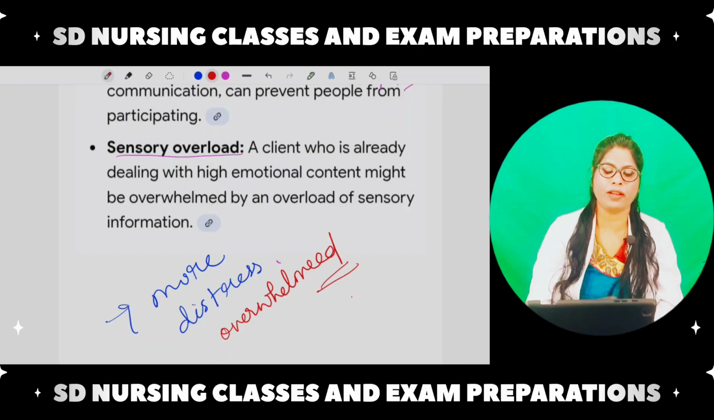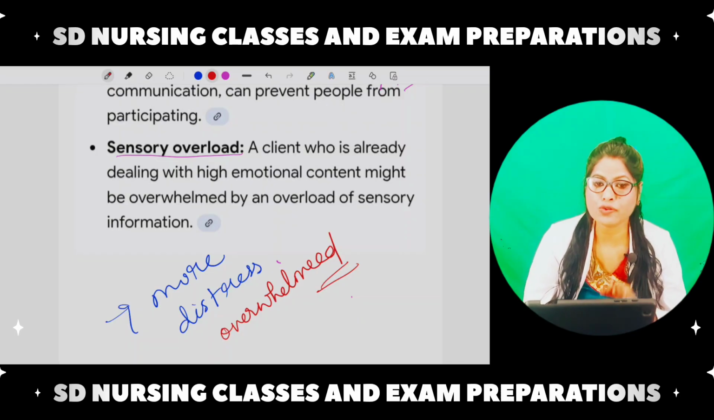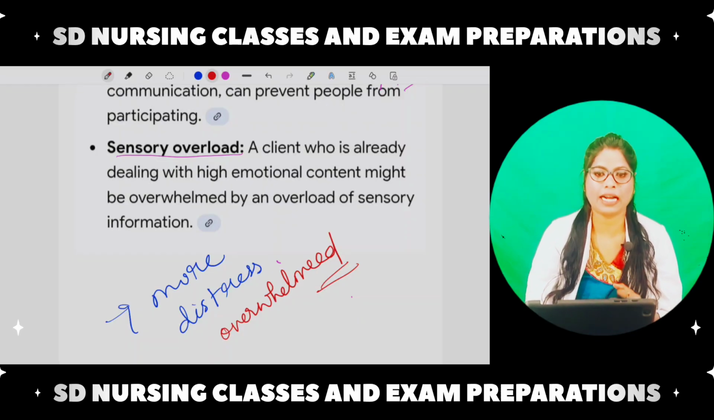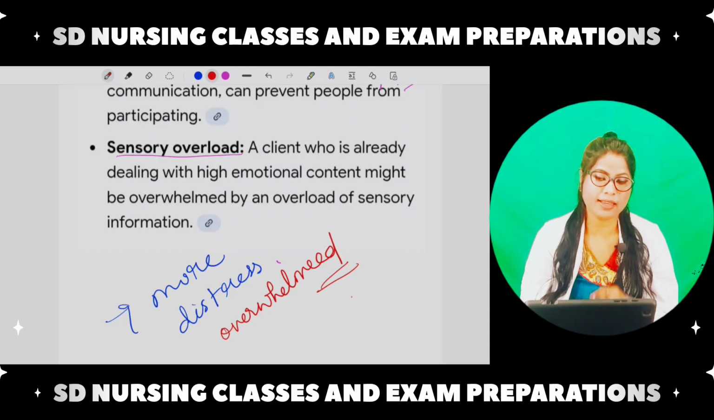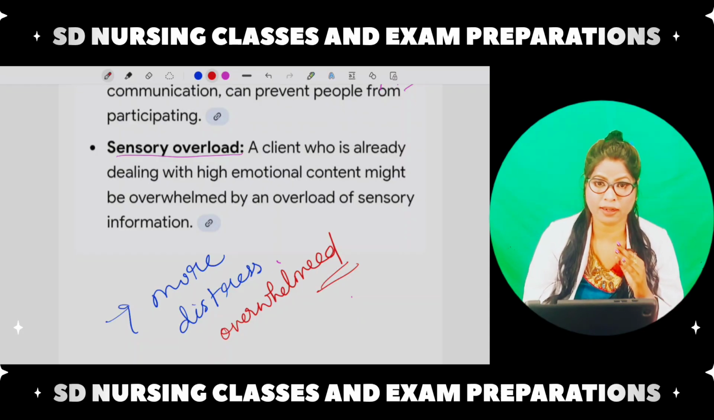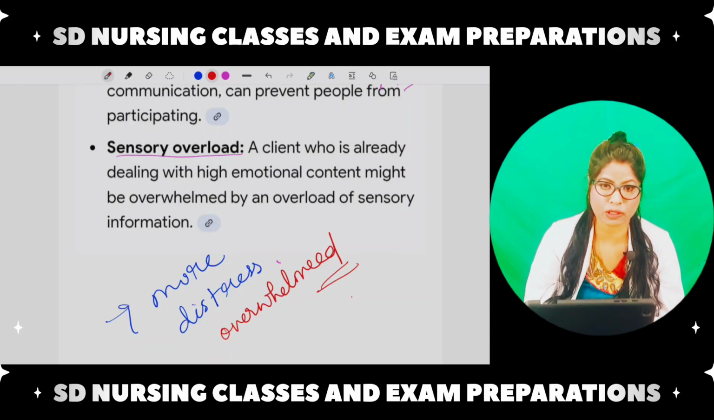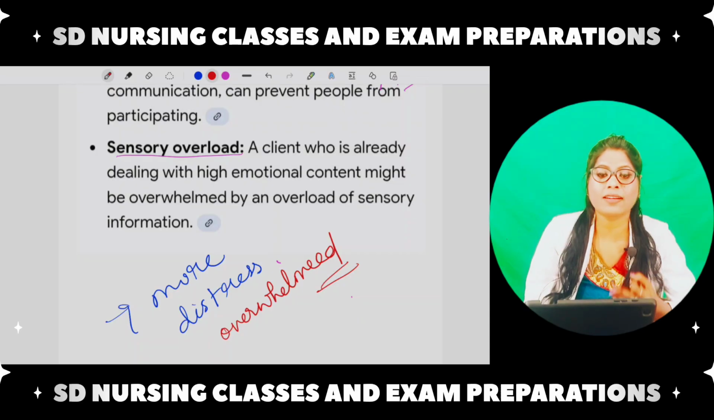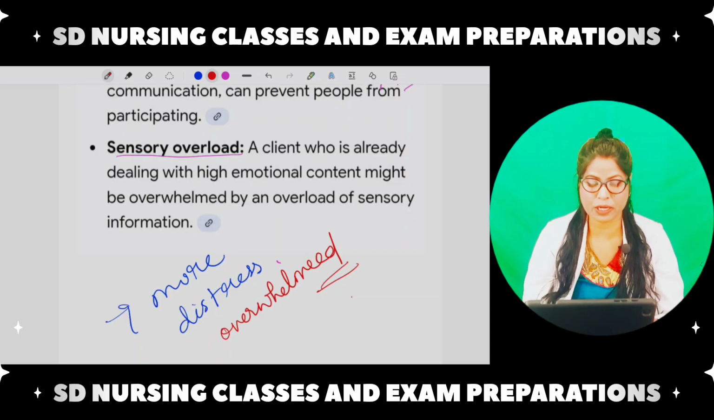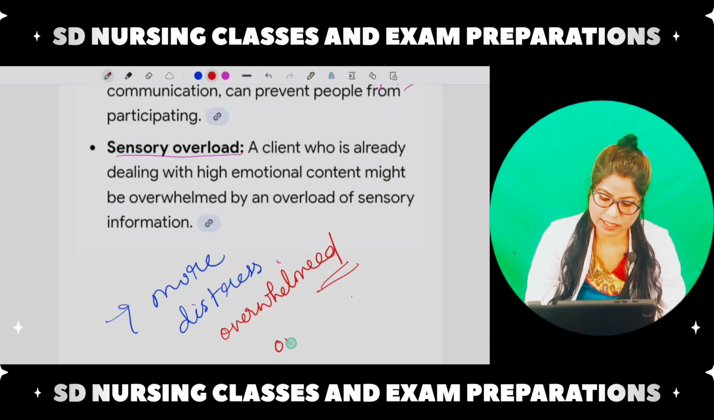So this condition will arise. For that, you should not speak to her like that if she is already in distress, in deep depression, in deep sorrow. Any encouraging word you can speak to the patient. That is the way to overcome it.